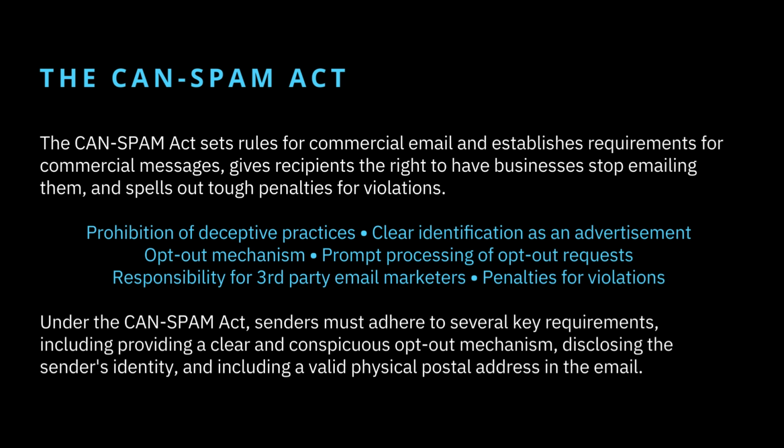Clear identification as an advertisement. The law requires commercial emails to be clearly identified as advertisements. This means including a clear and conspicuous notice that the email is an advertisement, along with a valid physical postal address of the sender. Opt-out mechanism. Senders must provide recipients with a clear and easy way to opt out of receiving future emails. This usually takes the form of an unsubscribe link that allows recipients to opt out from receiving further emails from the sender. Once an opt-out request is received, the sender must honor it within 10 business days.